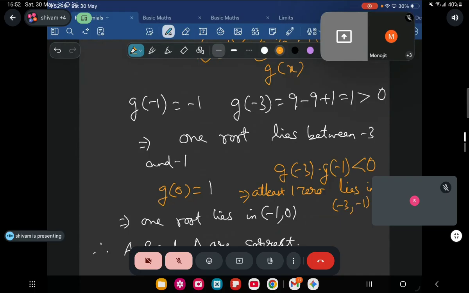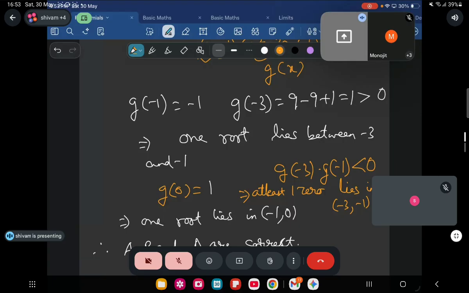Sir, can't C and D be simultaneously true? Because D is saying one root lies between -1 and 0, and C is saying one negative real root. So there can be one negative real root lying between -1 and 0. Both can be true at the same time. Another root lies between -1 and -3 also. These are distinct roots, not overlapping. One is lying between -1 and -3, and another lying between -1 and 0.